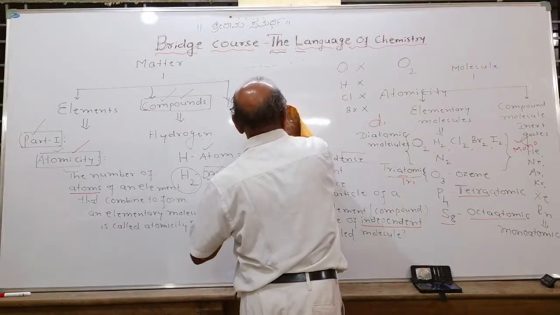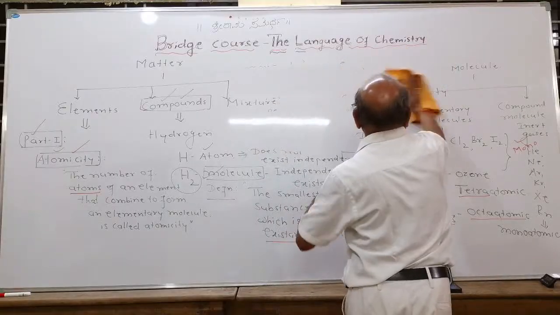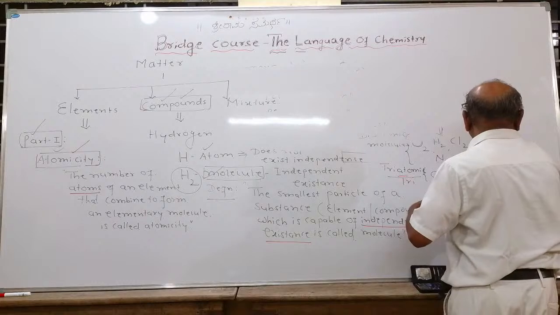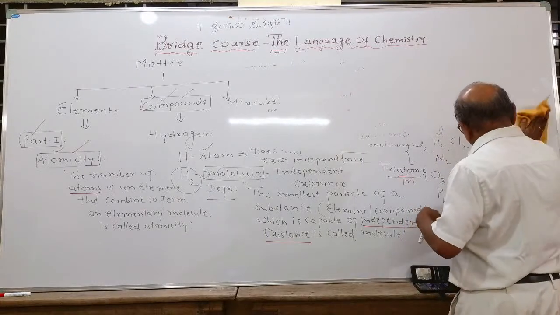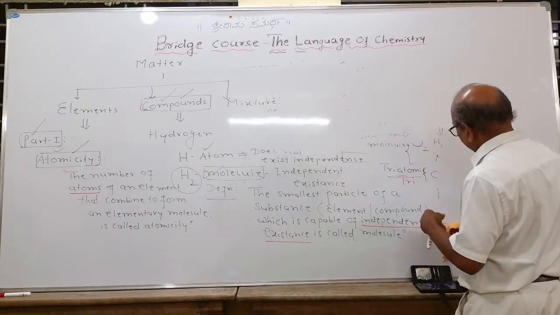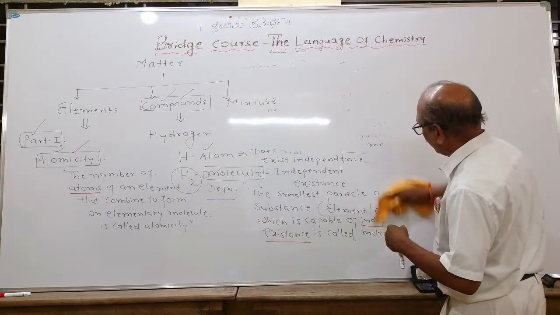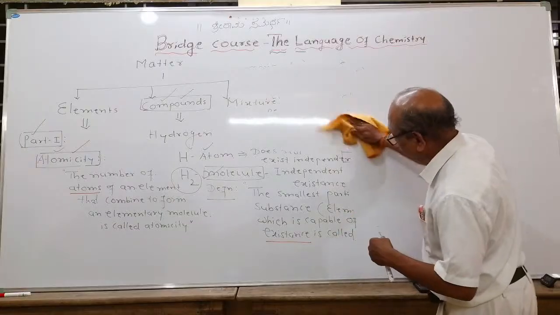Now, the question is, why are compounds formed? Compounds are formed by chemical combination of two or more elements in a definite proportion by mass.